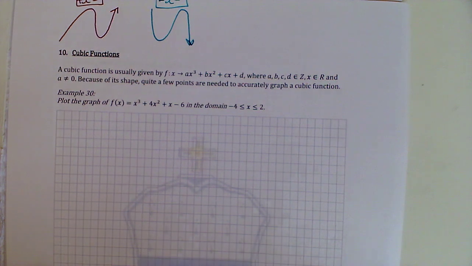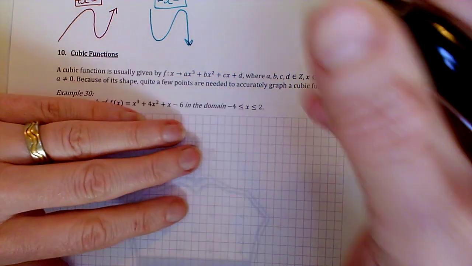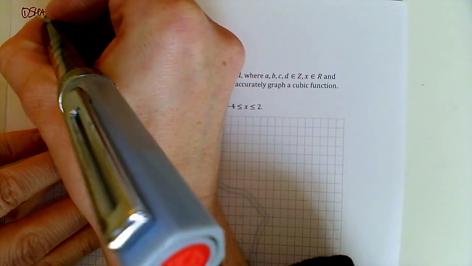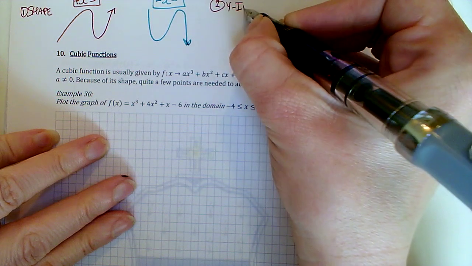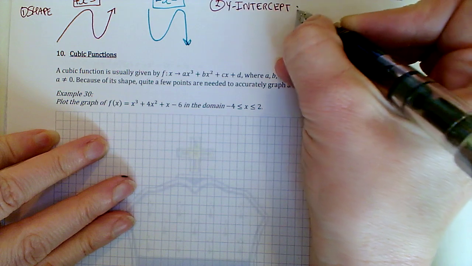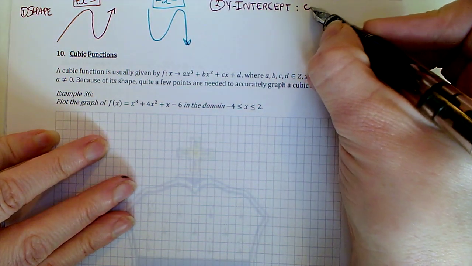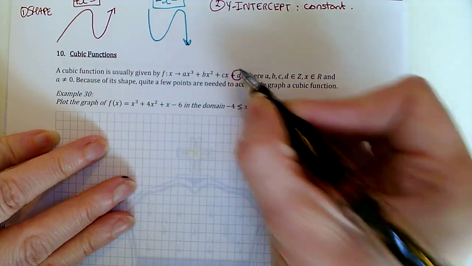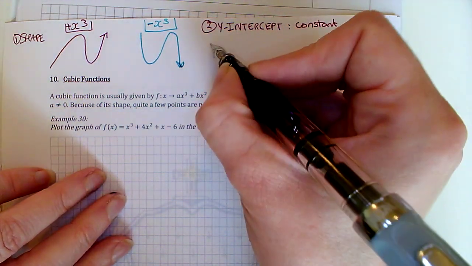Other things that you want to look for when you're asked to plot the graph of a cubic equation is you'll need the shape, you'll need the y-intercept, and the y-intercept will be the constant, the last term with no x in it. That's the y-intercept, where it crosses the y-axis.